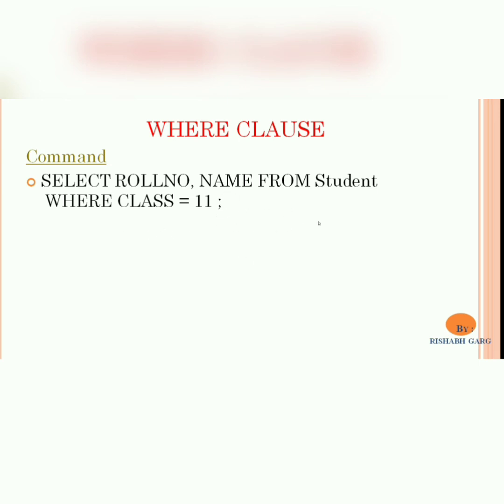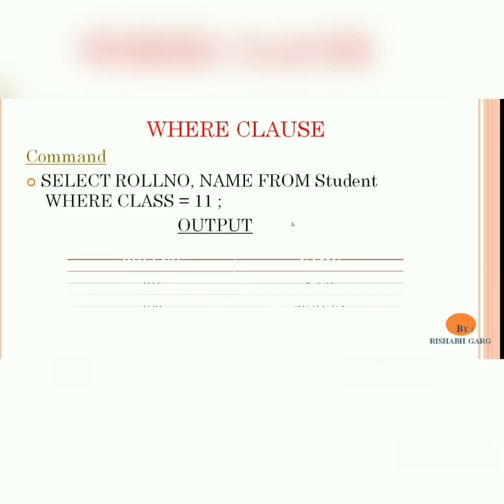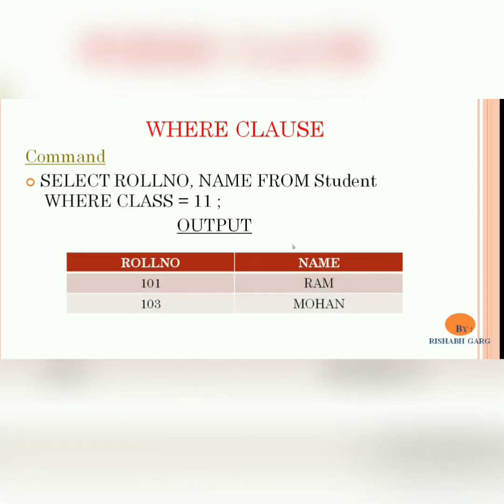When we execute this command, the following result will be displayed. So here in the result only 2 fields will be displayed. First is roll number and second is name, and only those students' records will be displayed whose class is 11th. I hope it's clear to all of you.